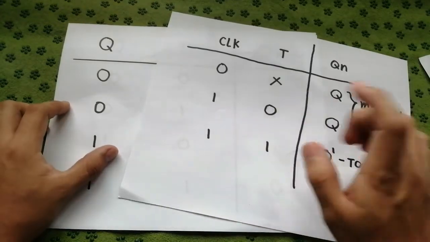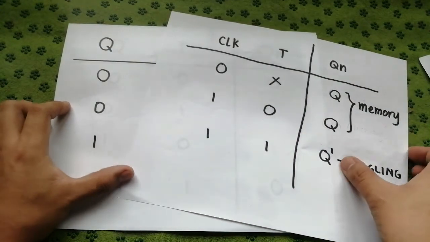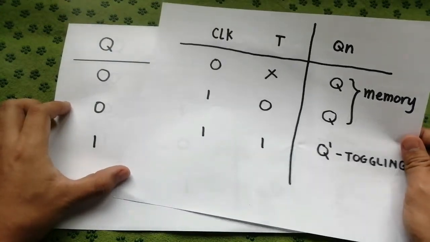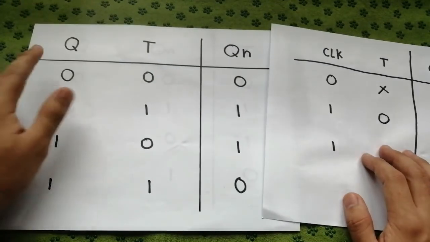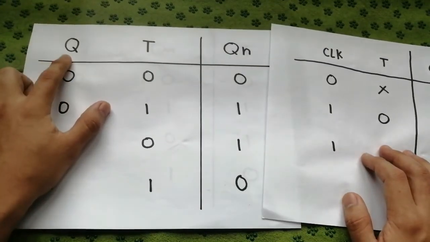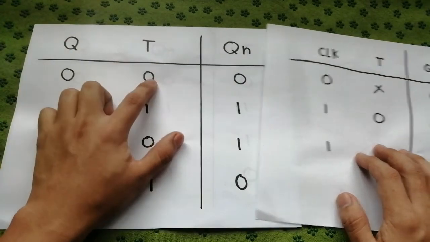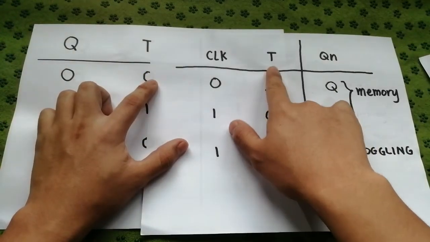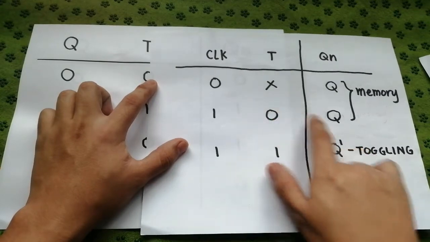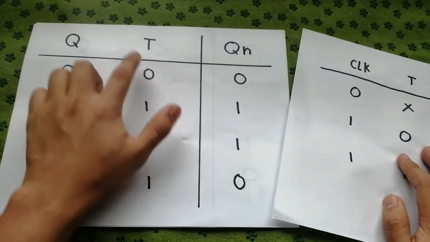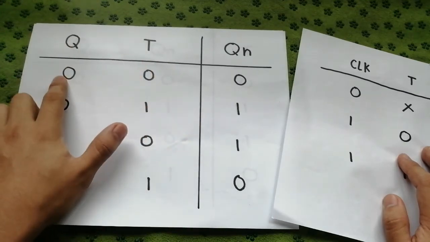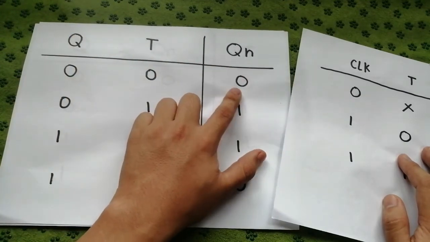So as we can see in our truth table right here, we will use this to derive our characteristic table. Now as we can see, our Q is 0 and our T is also 0. If T is 0, we will just have to retain or hold it. So it is just going to be 0 copied from our initial output to our next output.